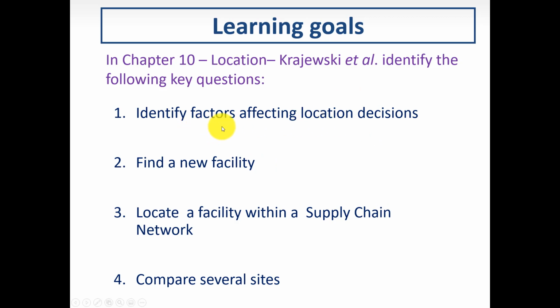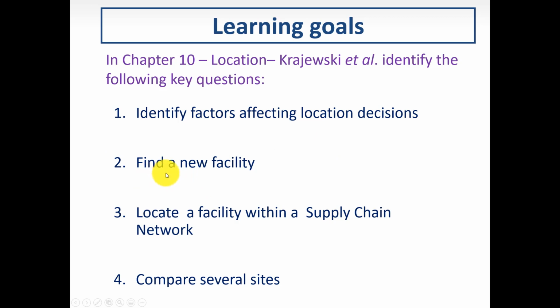Goal number 1 is to identify the factors affecting location decisions. Because as maybe you have noticed, whenever there is a decision on where to locate a factory or a warehouse or a university or even a McDonald's, it's not a random decision. You want to make the best decision. You might want to consider several factors like customers, like access to infrastructure, etc. So we have some methods for that.